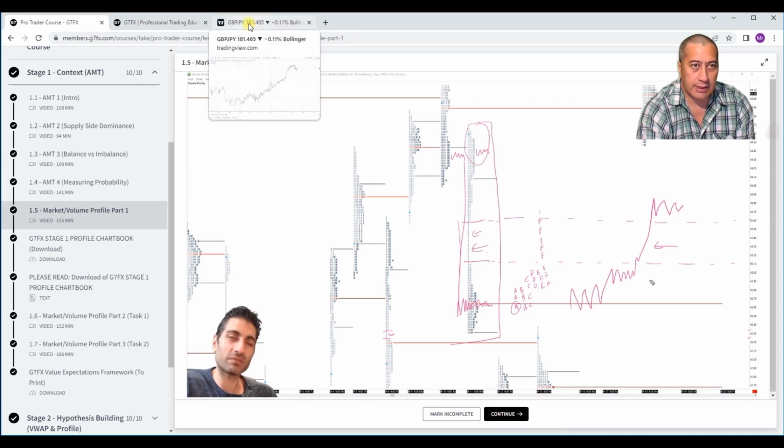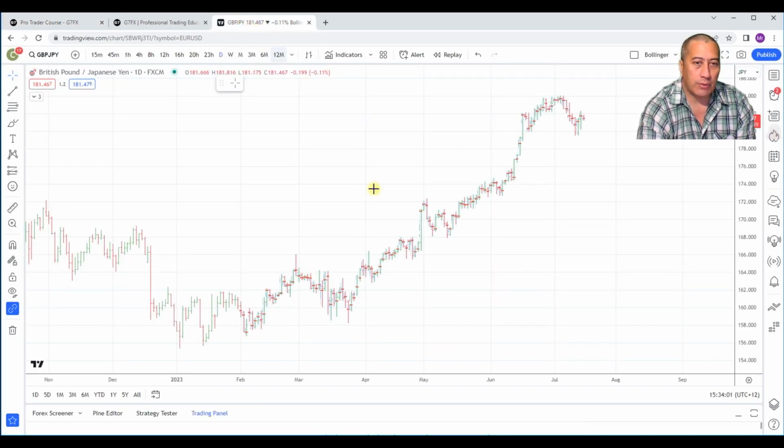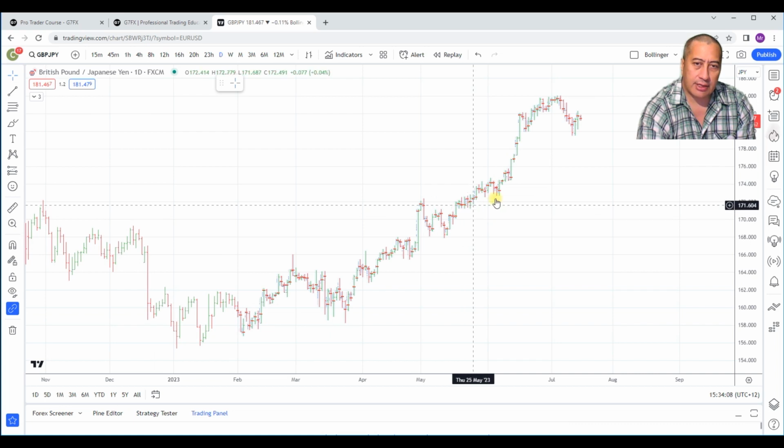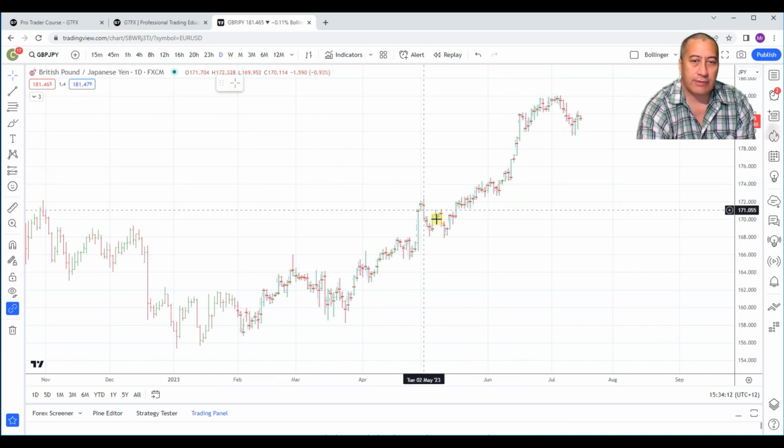So I'll pop onto the TradingView. So this is TradingView. You can't see the market profiles on higher time frames. So I'm on the day. So for me to be able to see that market profile, I need to knock down to earlier time frames, called micro.